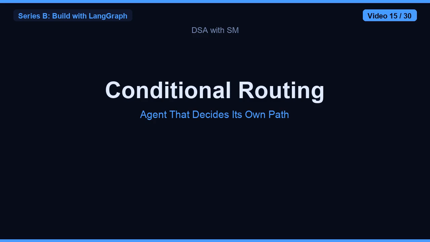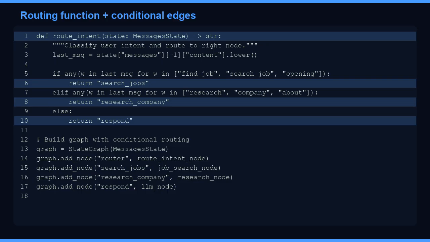So far our graph is linear. It goes from one node to the next in a fixed order. Real agents need to make decisions. Should I search, or do I already have the answer? Should I ask the user for more info, or proceed? Conditional edges let your graph branch based on the current state.